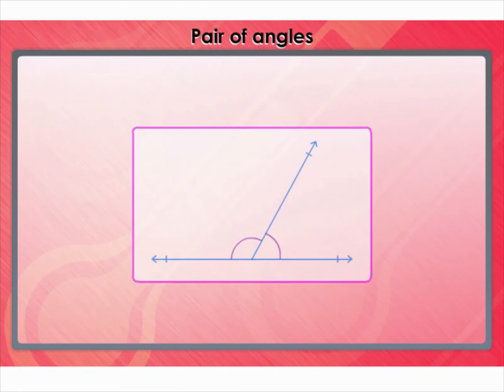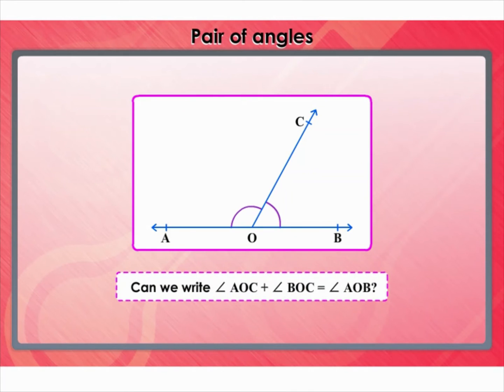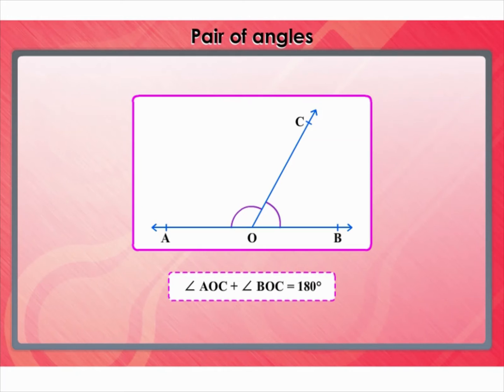Pair of angles. Here we learn about the relation between the angles formed when a ray stands on a line. Draw a figure in which a ray stands on a line. Name the line as AB and the ray as OC. The angles formed here are angle AOC, angle COB, and angle AOB. Can we write angle AOC plus angle BOC is equal to angle AOB? Yes. We already know angle AOB is 180 degrees since angle AOB is a straight line. So we can write angle AOC plus angle BOC is equal to 180 degrees.